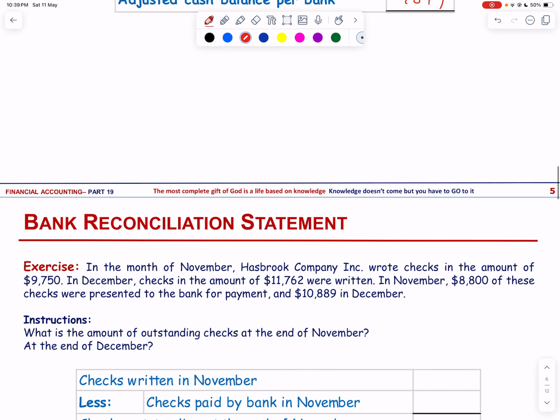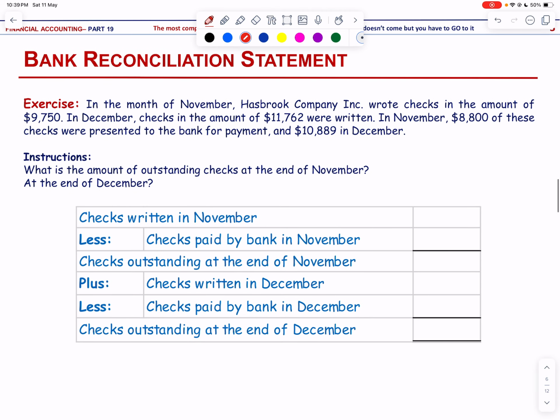Okay. In the month of November, Hasbrook Company Incorporation wrote checks in the amount of 9,750. In December, checks in the amount of 11,762 were written. In November, 8,800 of these checks were presented to the bank for payment and 10,889 in December. So what is the amount of outstanding checks at the end of November and at the end of December?